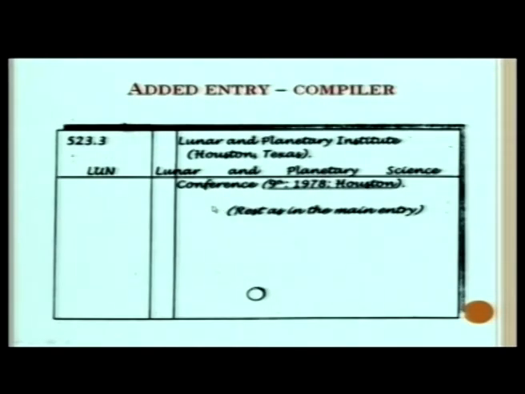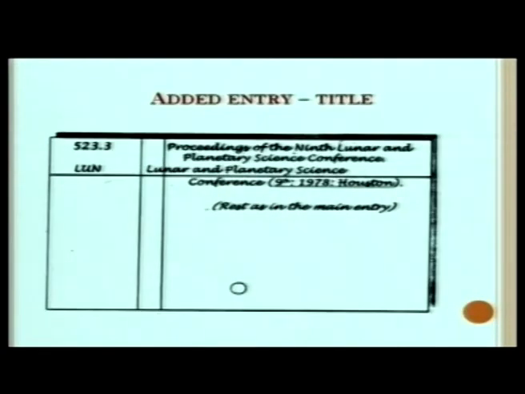Similarly, for the compiler added entry, the person who has compiled that is given the title. But here it is not a person, it is an institution, a corporate body, the Lunar and Planetary Institute. It is located in Houston, Texas. For that we have to prepare an entry, and this is part of the main entry that you could see under the tracing section in the second part. So for the compiler we have prepared one entry, and the rest is the same as in the main entry.